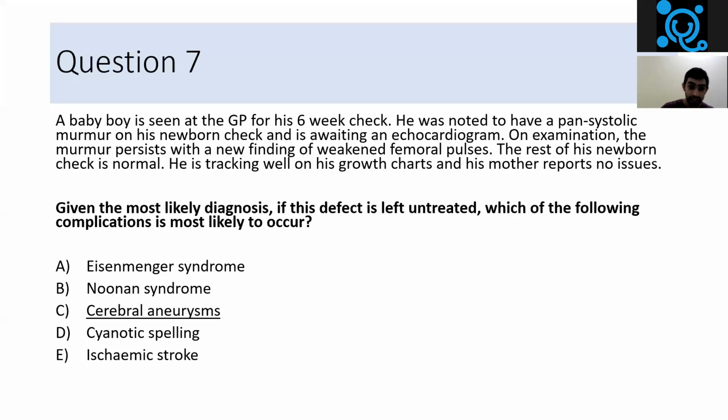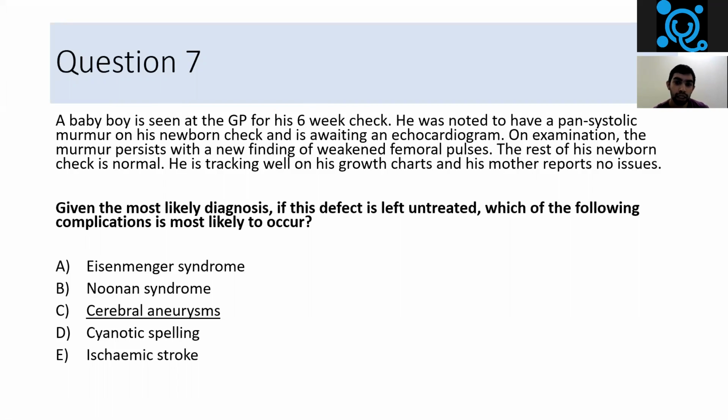This is a trickier question because it requires slightly deeper knowledge about what's going on pathophysiologically and long-term implications of a congenital defect. Yeah, so we're going a bit deeper now. So, information we have is there's a baby who has a pansystolic murmur, okay? And they're currently waiting an echo. Of note, he now has weakened femoral pulses.